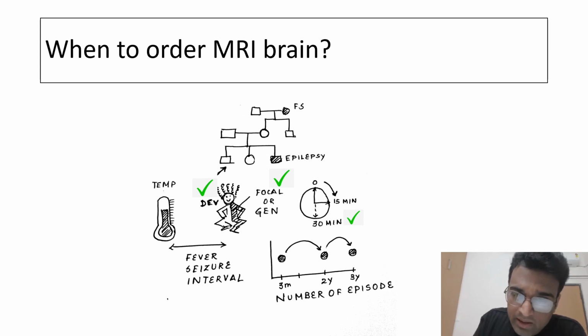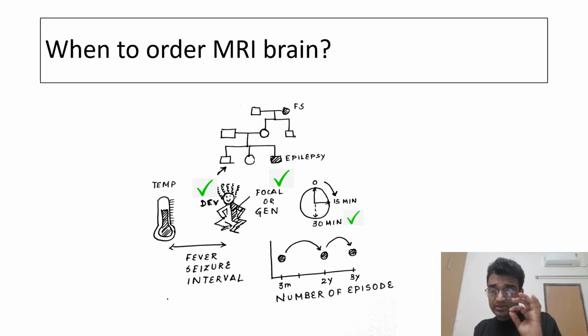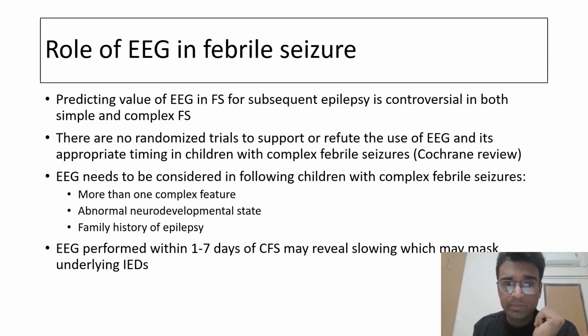So when to order an MRI? If there is a developmental delay, focality, prolonged seizure. That means multiple episodes of complex febrile seizure. These are the children, especially febrile status epilepticus. These are the children who ultimately require neuroimaging.